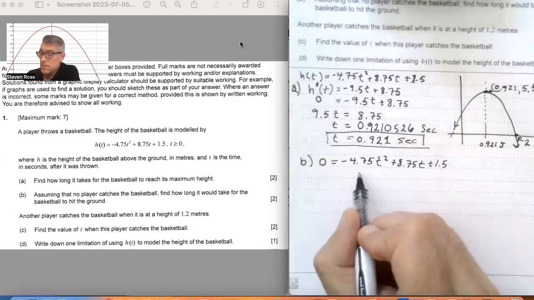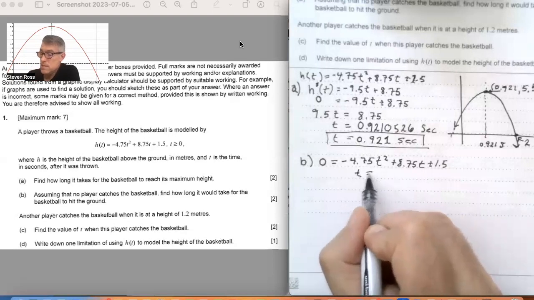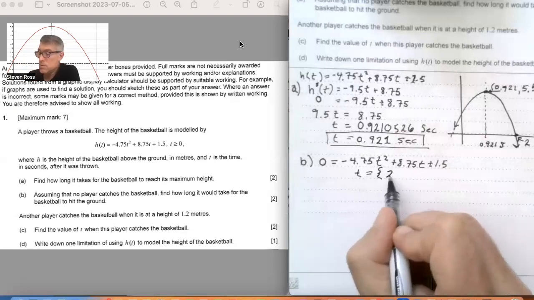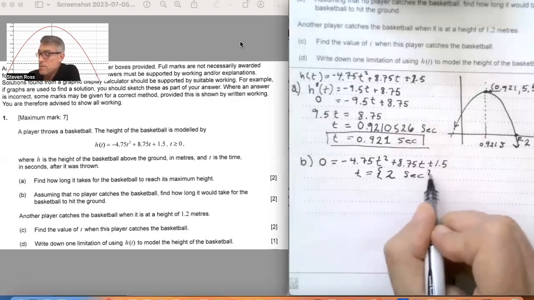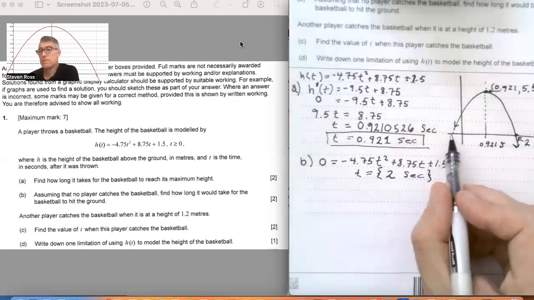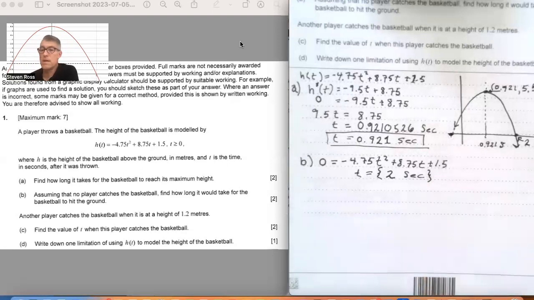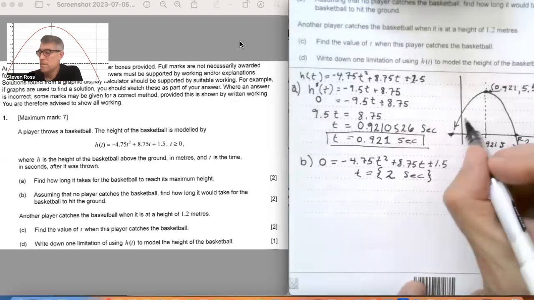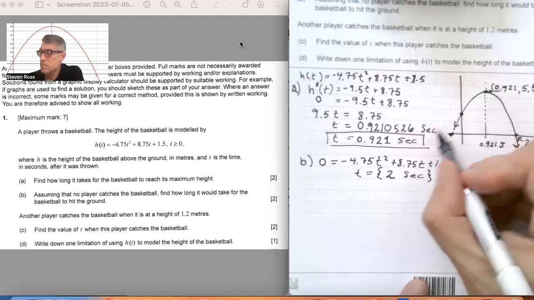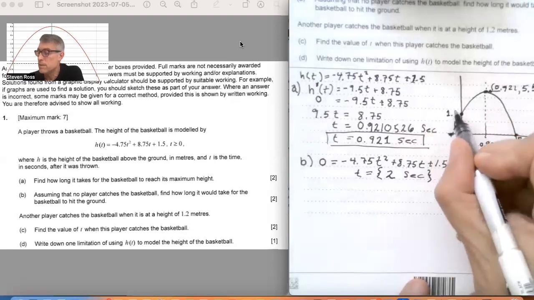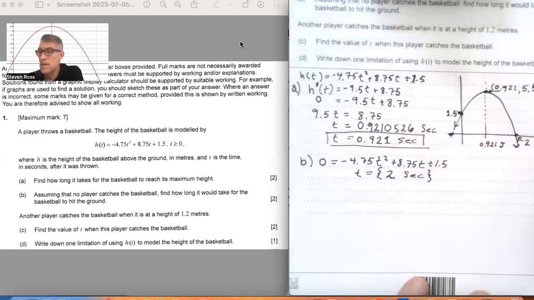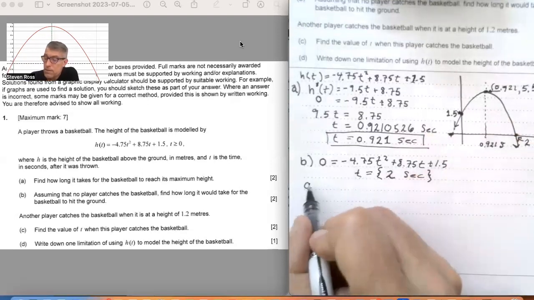Maybe I should actually answer this first. T is equal to 2 seconds. And by the way, there is another answer to this problem that's over here in the negative. And I think the negative is going to be irrelevant or unnecessary. Oh, and let me put my y-intercept. We know that the y-intercept is 1.5, and that's 1.5 meters. So let's go on now to question C.